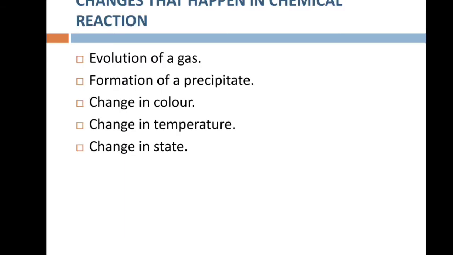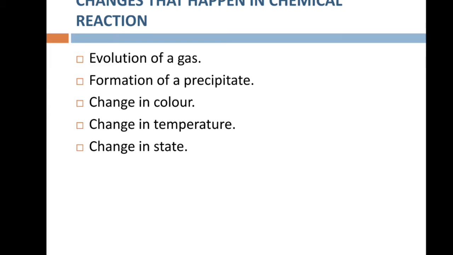Now let us know what changes happen in a chemical reaction. In a chemical reaction there is evolution of gas, formation of a precipitate, change in color, change in temperature, and also change in state. The temperature change can be a rise or a fall. The change in state can be from solid to liquid or liquid to gas. The color may change to violet, pink, or other colors. And in the evolution of gas, different gases may evolve, such as oxygen and hydrogen. So these are the various changes that happen in a chemical reaction.